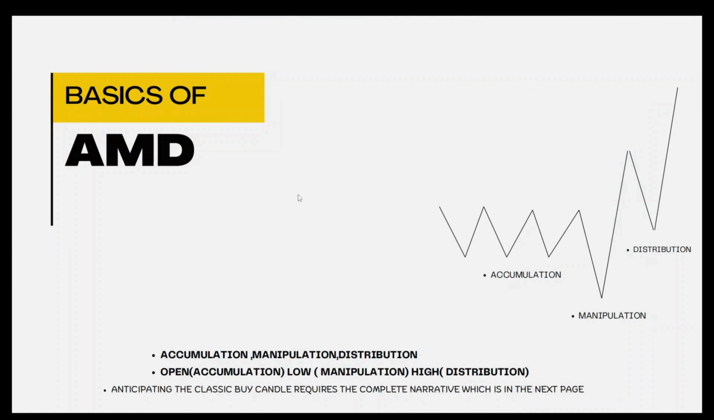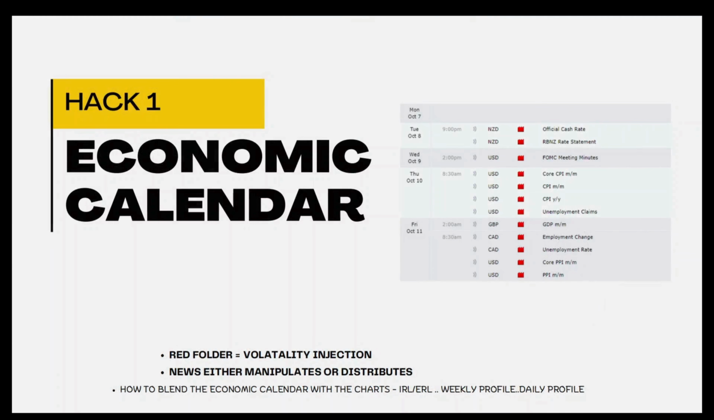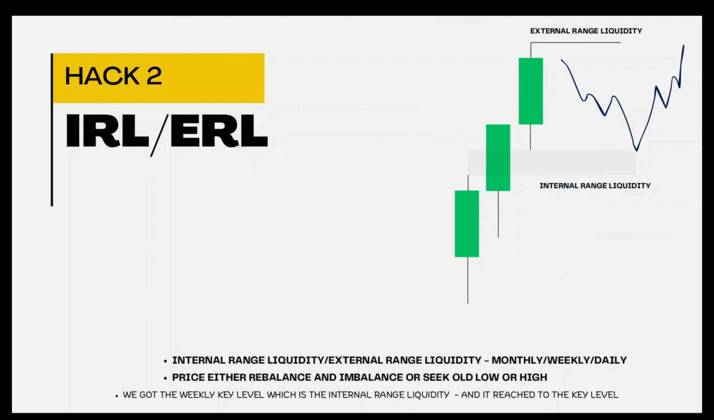Next, the basics of AMD: accumulation, manipulation, distribution. Everyone knows this, of course. Hack number 1, the economic calendar. You should be framing the setup with the economic calendar. Without the red folder, there will be no volatility injection. So just trade the internal to external, and pair it up with the economic calendar. It will be fine. Hack number 2, of course, is internal to external.